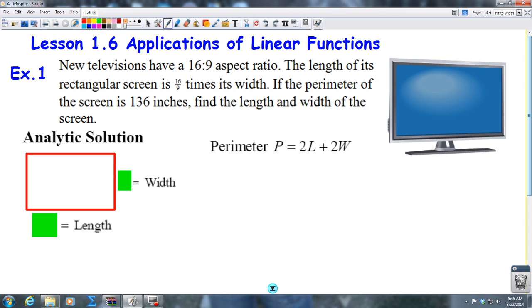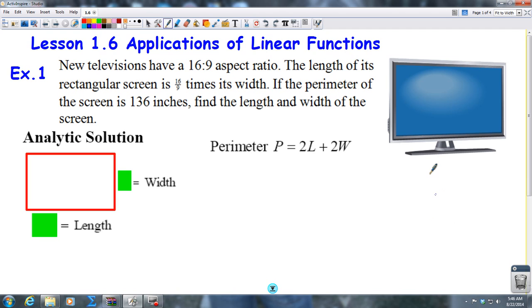Example number one, new televisions have a 16:9 aspect ratio. The length of its rectangular screen is 16/9 times its width. If the perimeter of the screen is 136 inches, find the length and width of the screen.